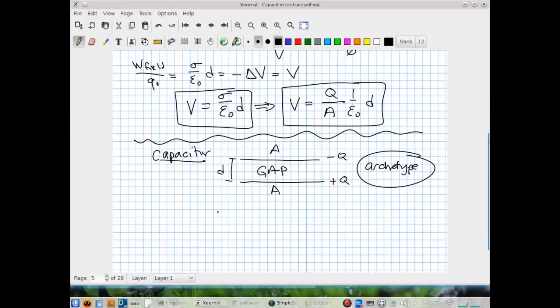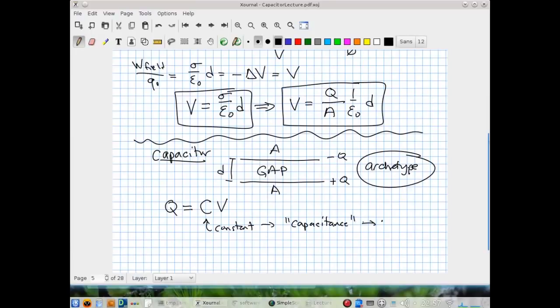Capacitors are distinguished by the fact that the amount of charge that you are able to put on either plate of the capacitor is proportional to the potential difference across the plates, and the relationship is given merely by a constant, C, which is known as the capacitance of this device.